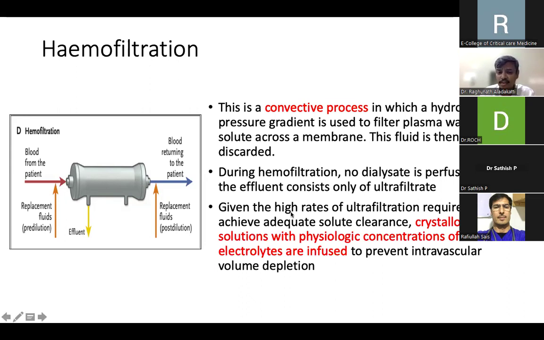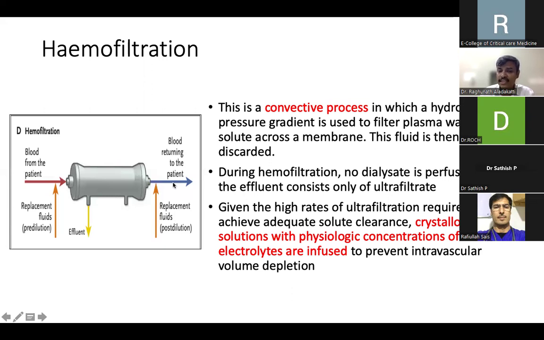In the convective process, a high rate of ultrafiltration is required to achieve adequate solute clearance. As I mentioned, to remove the solutes, we need a large volume of fluid removed, so a replacement fluid is required, like a crystalloid solution with physiological concentration of electrolytes. These are to be reinfused to prevent intravascular volume depletion, because a lot of volume is going out, so we have to replace the fluid in hemofiltration. This is called replacement fluid. These replacement fluids can be used as pre-dilution replacement fluids or post-dilution replacement fluids.